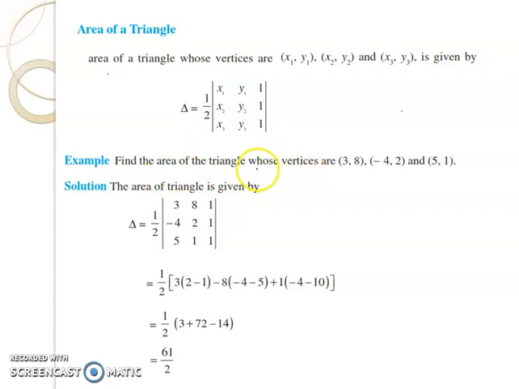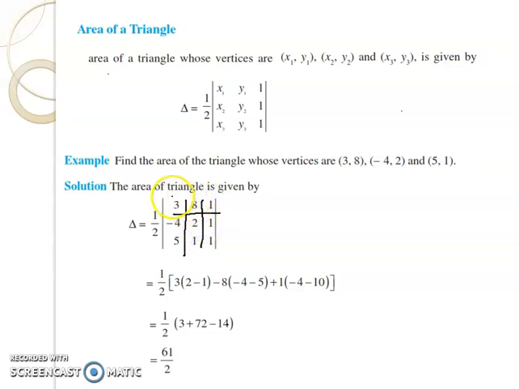Find the area of triangle whose vertices are (3, 8), (-4, 2), (5, 1). It is very easy to apply this formula. It is 1 by 2 determinant of 3, 8, 1; -4, 2, 1; 5, 1, 1. Right? So we will expand along R1. 3 in the bracket 2 minus 1.